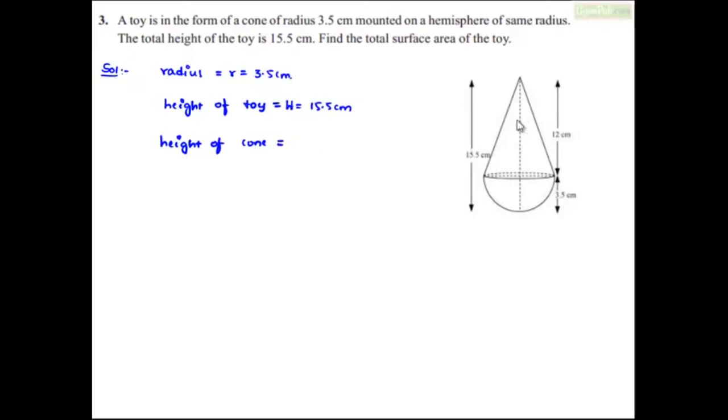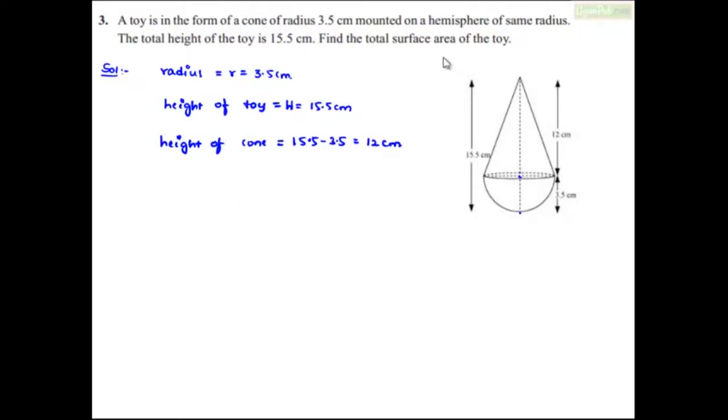From this, let us find the height of only the cone. From the figure we can say that the height of only the cone can be obtained by subtracting the radius of the hemisphere from the total height of the toy. So that is equal to 15.5 minus 3.5, which is equal to 12 centimeters. Therefore the height of the cone is 12 centimeters as represented.